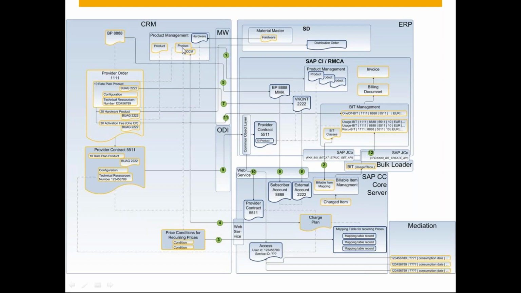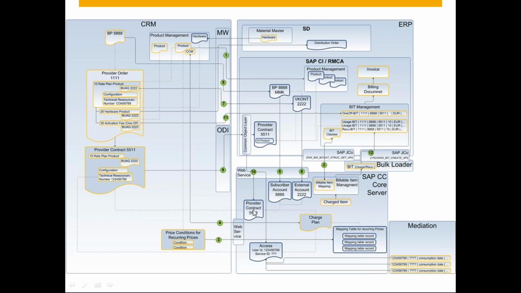And here we have the product. Here we have CCM, that means cross catalog mapping. So the charge plan will be created in the Convergent Charging system, and it will be replicated via web services to the CRM product, where the cross catalog charge plan will be assigned. Now the order is placed, the contract has been created, and the contract has been sent to the ECC as well as the CC systems, provider contract.